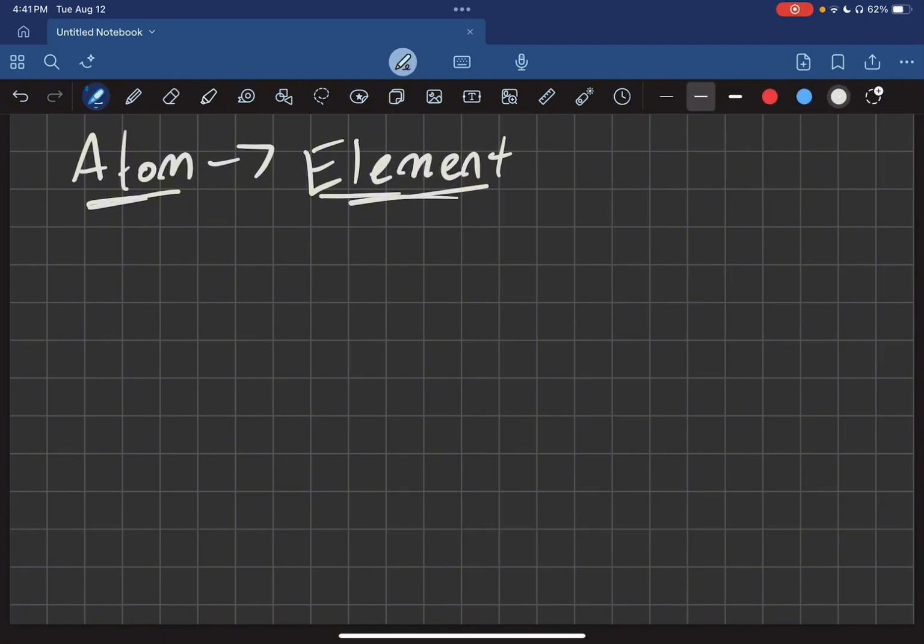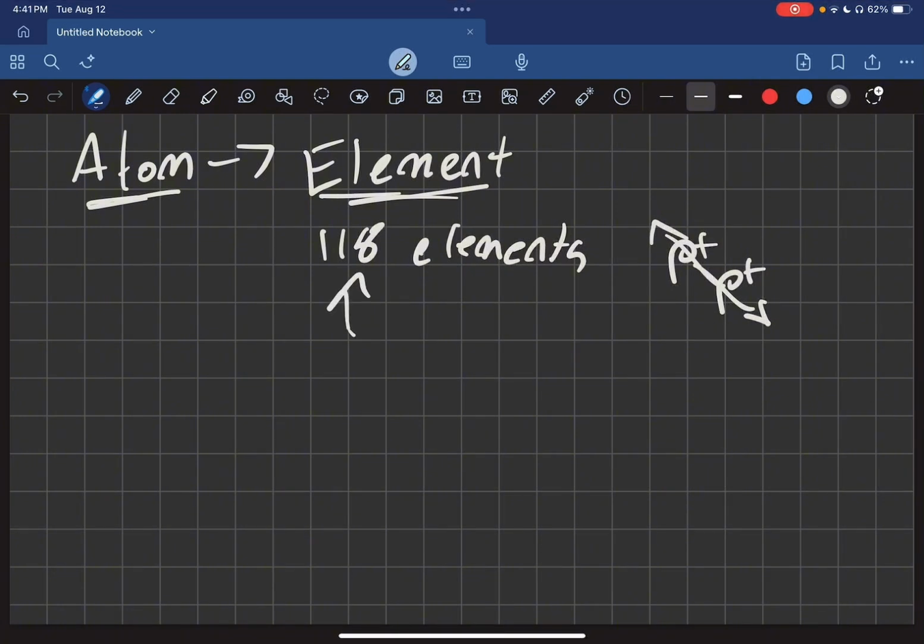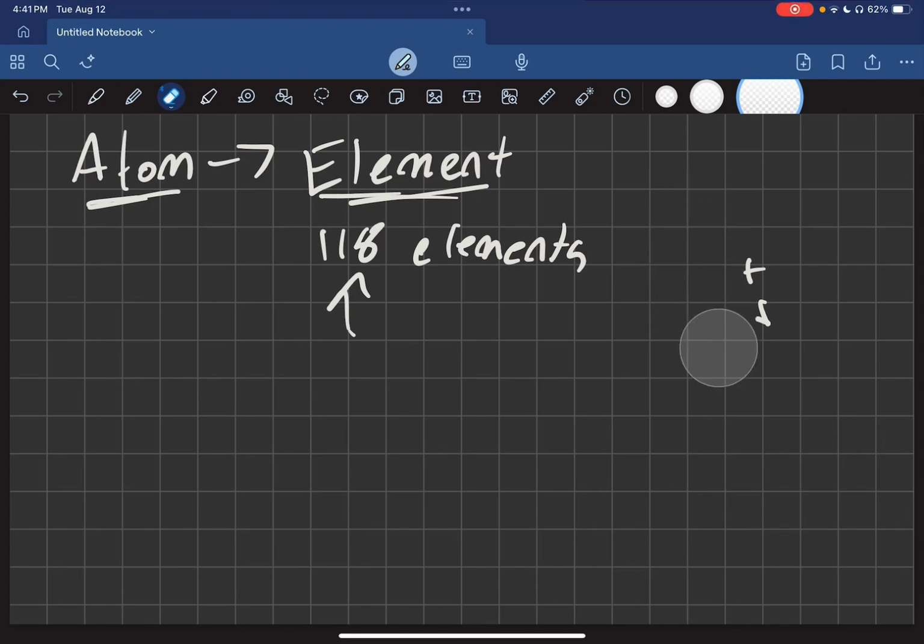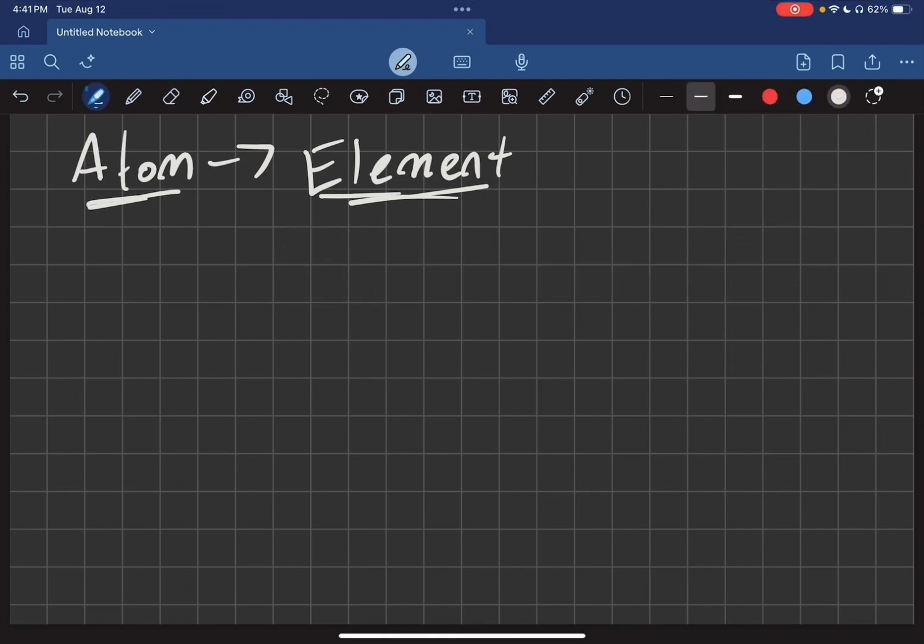Now there are going to be 118 elements because once you start getting real big, the protons, they really don't like being around each other and they're going to try to get away from each other. So once you are more than 118, you can't exist. And at 118, you only exist for extremely short periods of time. So there are 118 elements, and we'll learn more about how those elements behave a little bit later.